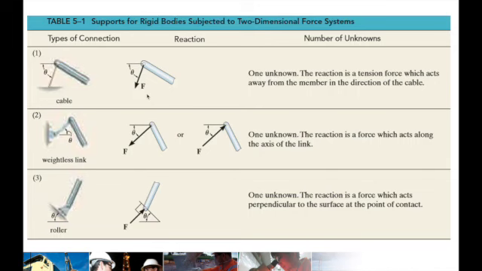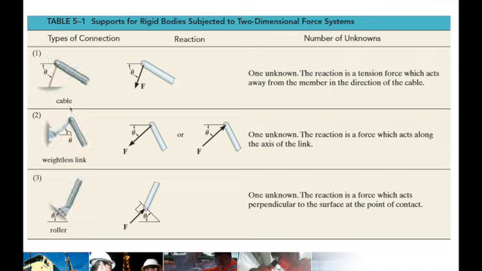So here is a table. This identifies how many support reactions there are depending on the type of support or type of connection. You are free to memorize all of this, but it would be easier if you will just remember the two general rules. Number 1, it must prevent translation, and number 2, it must prevent rotation.